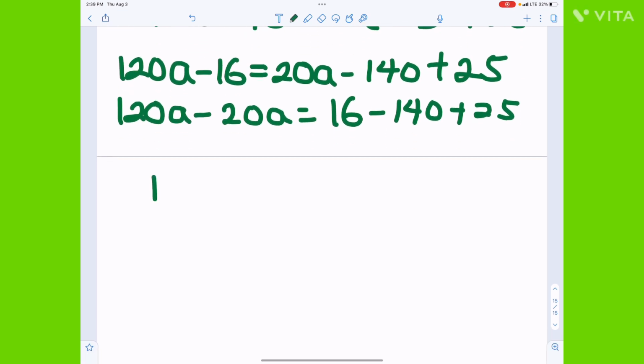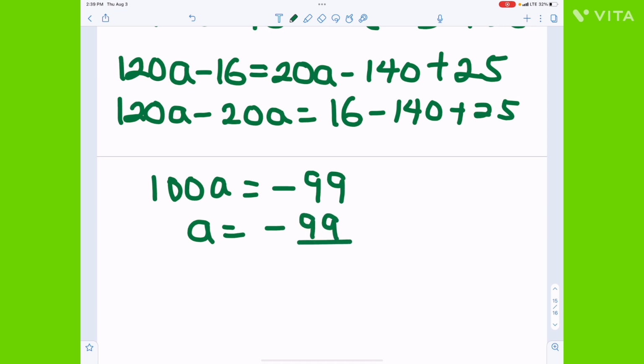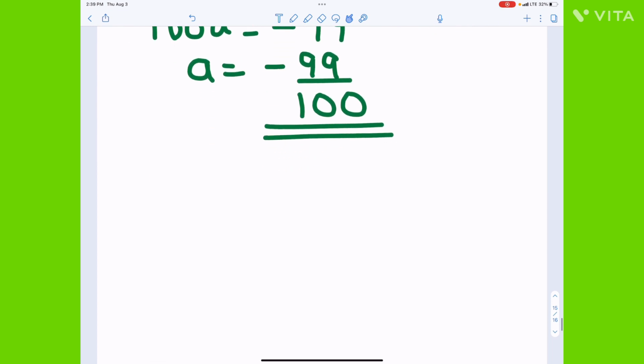120 minus 20 is 100a. Take note. 16 minus 140, that's minus 124. Minus 124 plus 25, that's minus 99. So a is minus 99 over 100. Take note of that. Very, very important. That was question 16. Let's do number 17 together. This is the last question in the exercise.